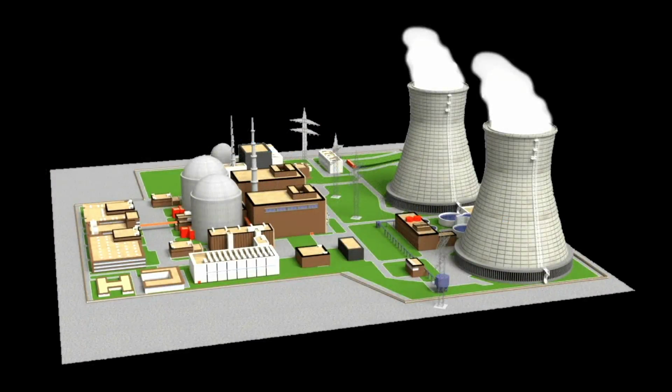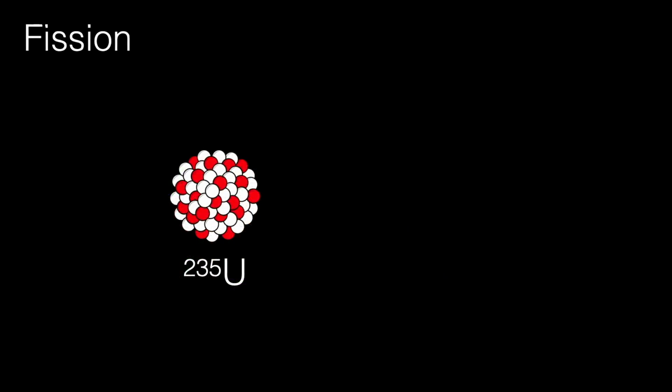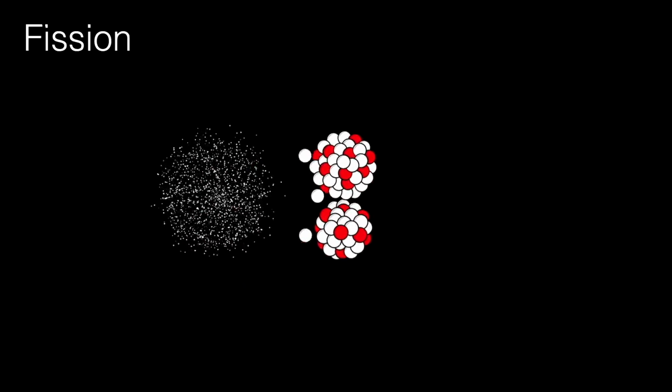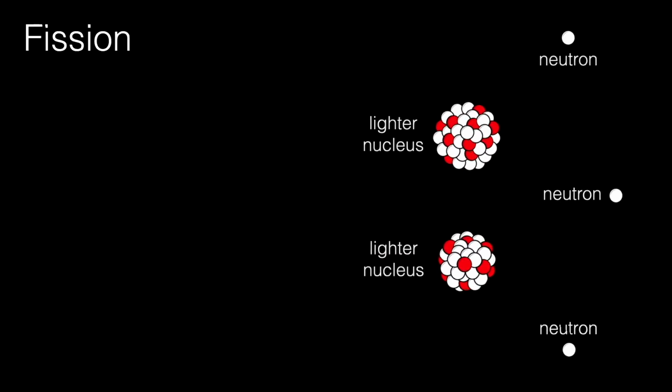If you're building a nuclear reactor, you want tight control of your fission process that's going on inside the reactor core. Fission of the uranium atom happens when it's hit by a stray neutron. The extra neutron destabilizes the nucleus, which then splits into two smaller, lighter nuclei. It also releases a few additional neutrons. The additional neutrons are now free to cause more uranium to fission.